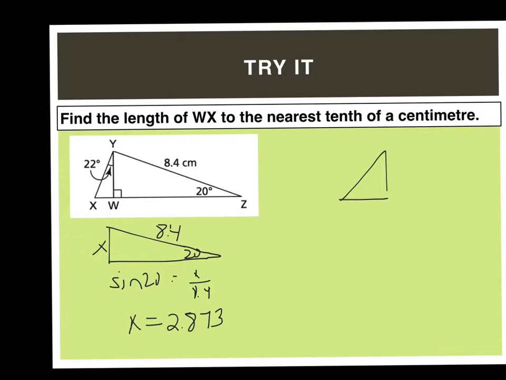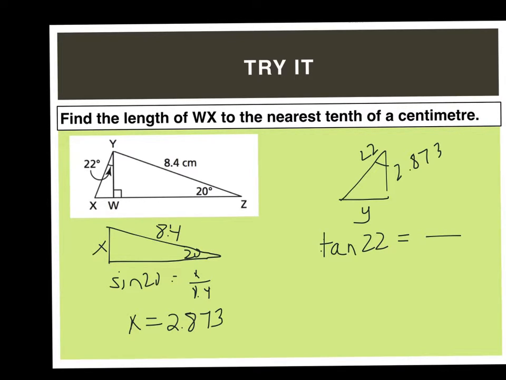So for my other triangle, that becomes this length, 2.873. This angle is still 22, and I have to find this side. Note that I named it something different, I didn't name it x as well. Now here I have to use which ratio? Not cosine. This would be tangent. So tan of 22 is equal to opposite over adjacent.